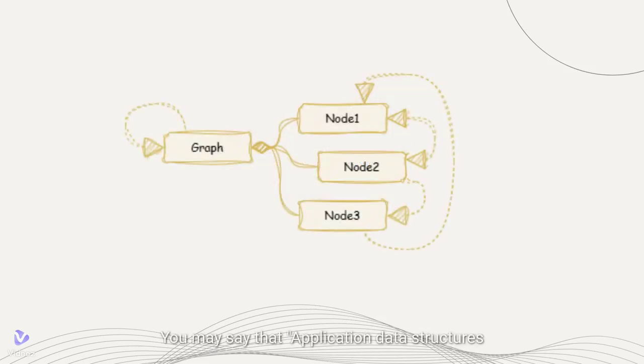You may say that application data structures are not reducible to trees. You are right, there are types of object relations other than composition. We'll discuss other pointer types in the next chapter.